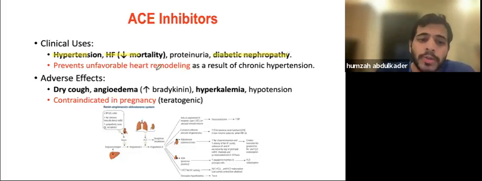Also, this came as a SAQ. ACE inhibitors prevent heart remodeling. I believe you take it in LGD or something. We didn't learn about it until that LGD, and then it came as a SAQ, so it's important to know it.